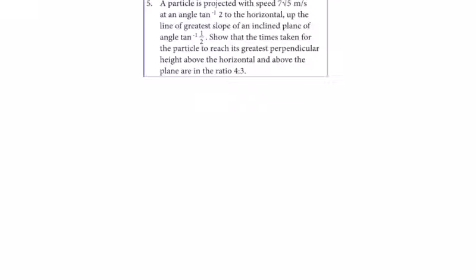Okay, let's start with a horizontal plane, and we're just projecting like this. I'm going to call this the angle A. So this is just back to our projectiles on a horizontal plane. 7√5 cos A in the I direction plus 7√5 sine A in the J direction for my vector. So we have an inverse tan of 2 to the horizontal. Don't mess up these easy parts.